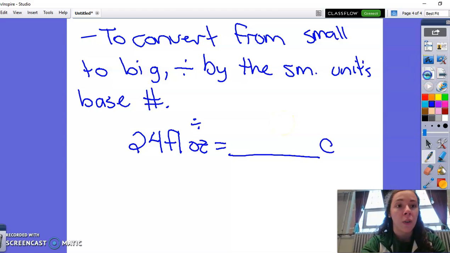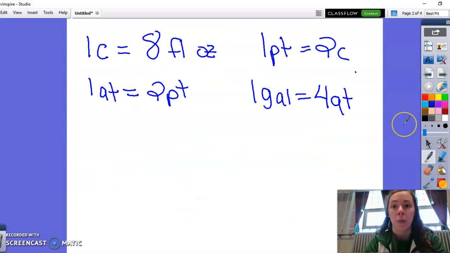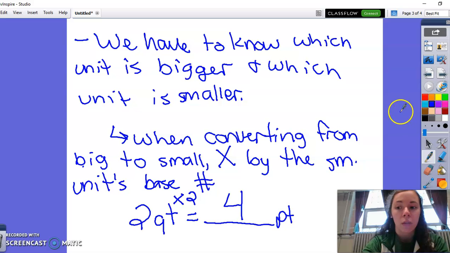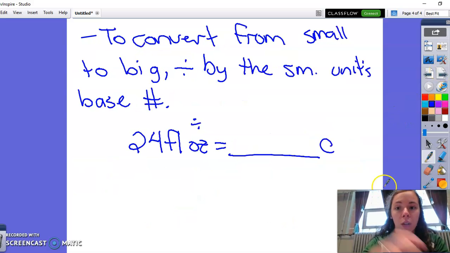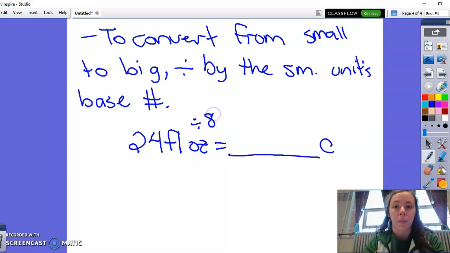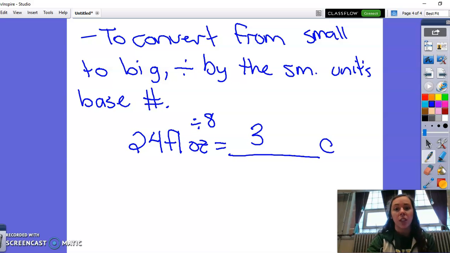Okay, let's go back and find our numbers here. Okay, here's our numbers. We need one for fluid ounces and cups. So it looks like this one up here is our one. There's 8 fluid ounces in 1 cup. Fluid ounces is the smaller unit, so we'll be using 8. There we go. So we'll be dividing by 8. 24 divided by 8 is 3. So 24 fluid ounces is the same as 3 cups, which is pretty cool.